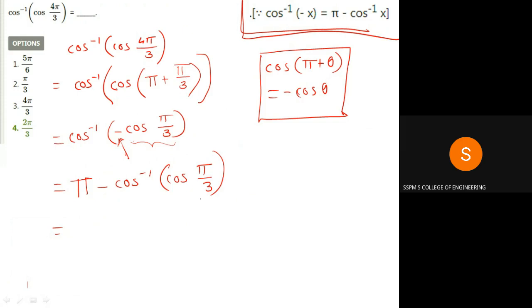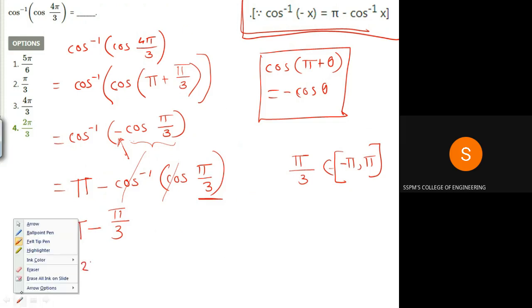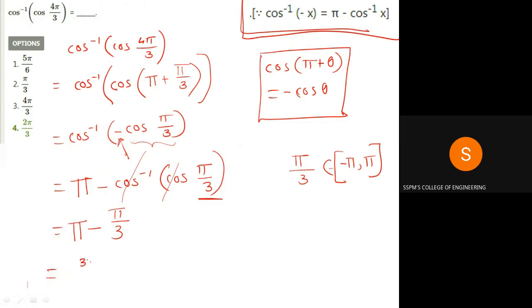Now if you see this pi by 3, it belongs to minus pi to pi. So it is within the limit of minus pi to pi. So now here we can cancel out this cos inverse and cos. So we will find pi minus pi by 3. What is pi minus pi by 3? It is 2 pi by 3.